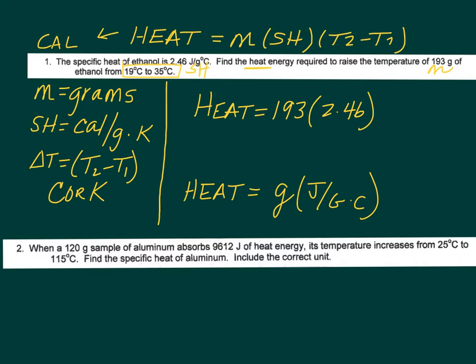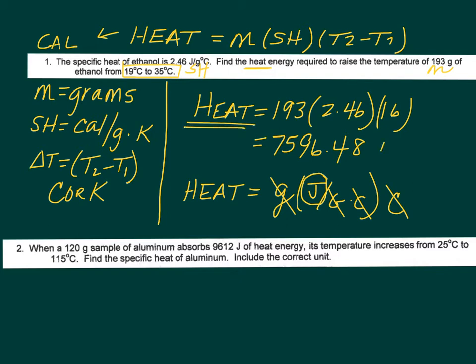So that's going to be 16 degrees. 35 minus 19 is 16. That gives us 7596.48. And I forgot to write Celsius down here. So notice grams cancels with grams, Celsius cancels with Celsius, and I'm left with units of joules or calories, which was what we were finding, heat. So that makes complete sense.